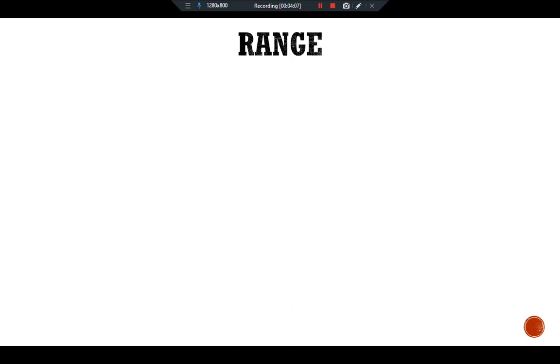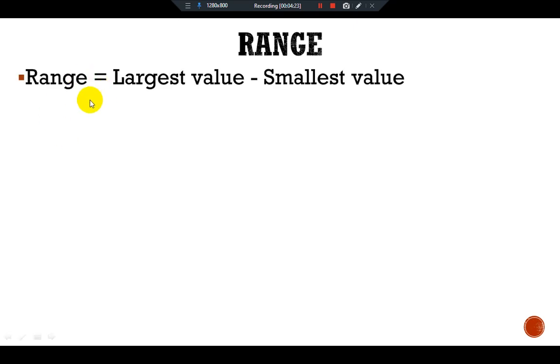The range is the simplest measure of dispersion to calculate. It is obtained by taking the difference between the largest and the smallest value in the data set. For this purpose we can use the formula for the range: the largest value minus the smallest value. Let's see an empirical example.